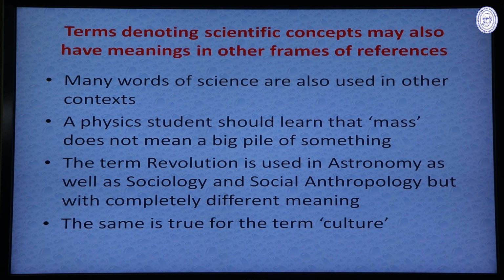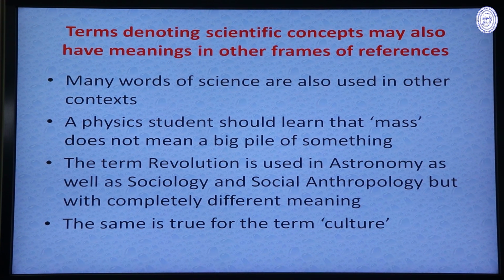So, a student of physics must learn that mass does not mean a big pile of something. Now, in a similar way, the term revolution is used in astronomy, we know, as well as in sociology and social anthropology, but with completely different meaning. The meaning of the term revolution in astronomy is not the same which we find in sociology or social anthropology or history. So, revolution is a concept, but it has other meanings in other frames of references as well. It has its own meaning in astronomy, and a different meaning in sociology and social anthropology. So, these two meanings may completely differ. That creates again confusion in defining the term revolution.